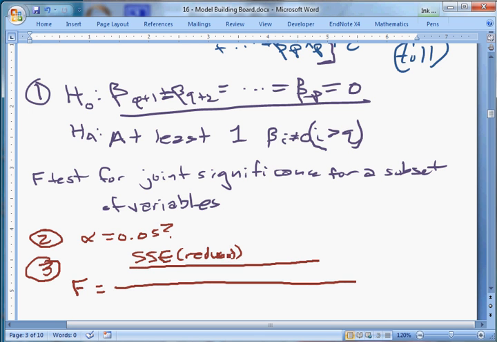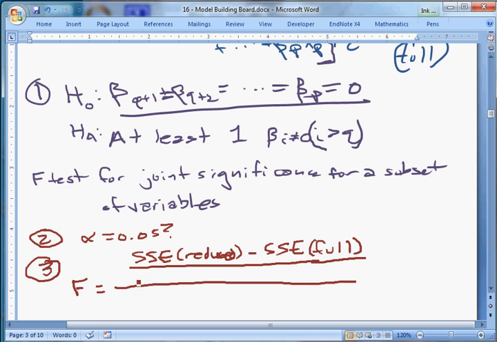It says reduced. Minus the sum of squared errors for our full model. And this is always going to be positive, right? Because our full model is going to have less error than our reduced model because it has more explanatory variables. It always has a better fit. The question is, is this difference big enough?